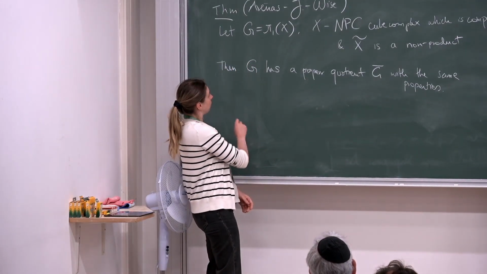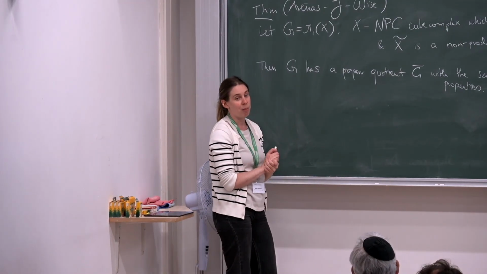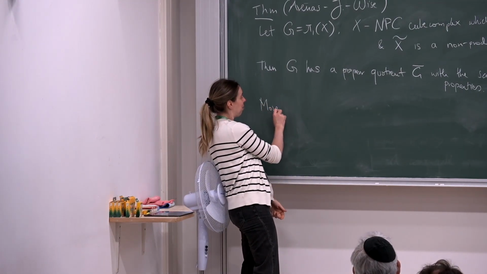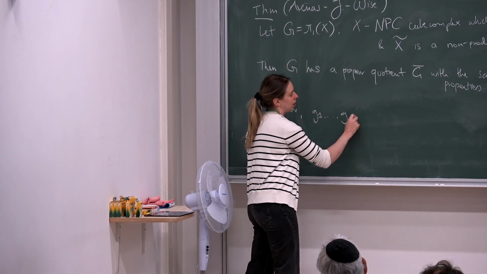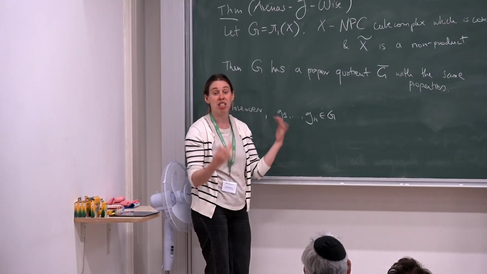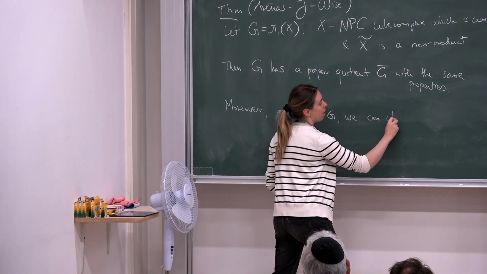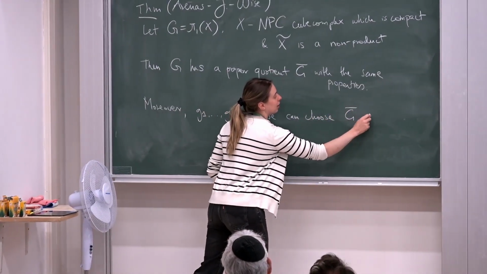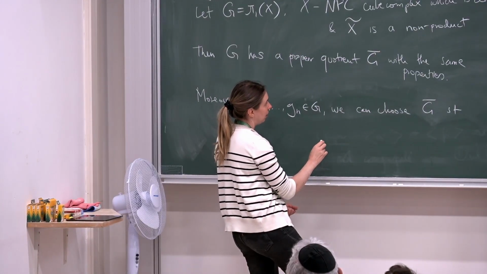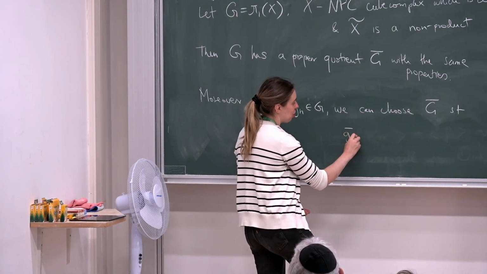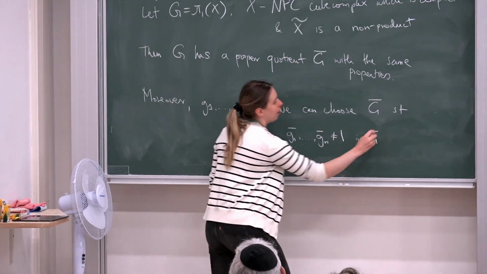And there are a lot of ways of choosing this proper quotient. So if, for example, I pick some finite collection of elements in G, I can ensure that those elements survive in the quotient. So we can choose G hat, this proper quotient, such that the images of g1 to gn in G hat are not trivial.